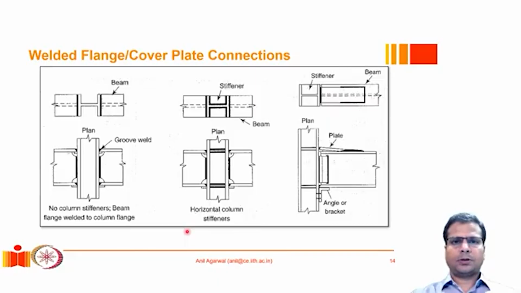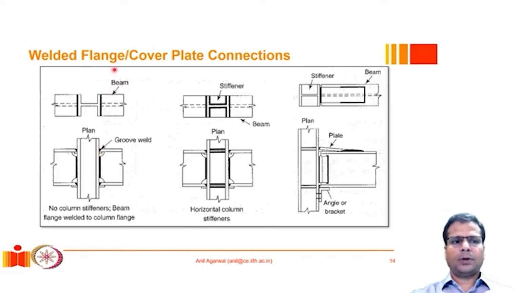So in the previous lecture, we discussed the different types of end plate connections, a variety of rigid connections, and then also we solved one example on how to design an end plate connection. In this lecture, we will discuss another variety of rigid connections, which involves welding of the beam flange directly to the column.